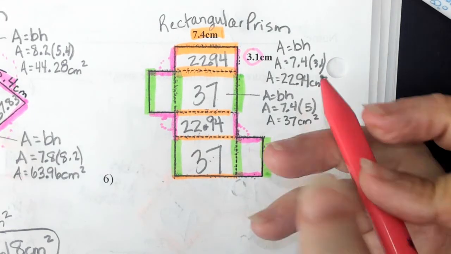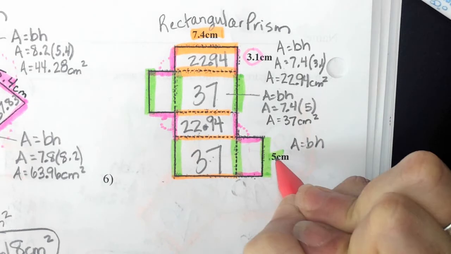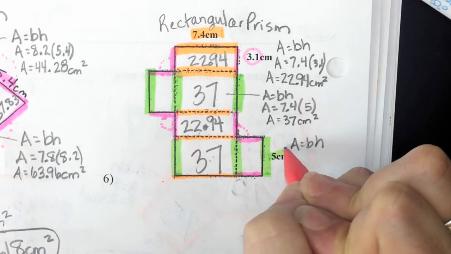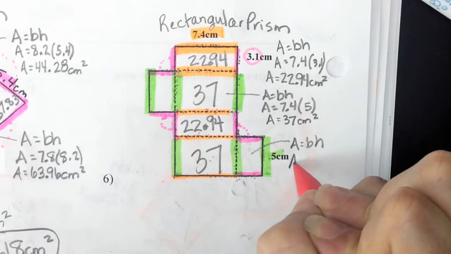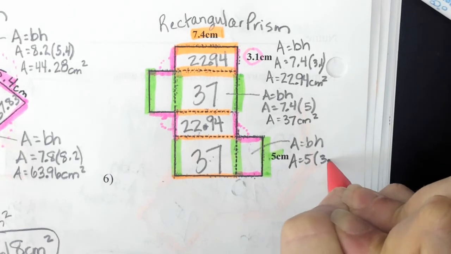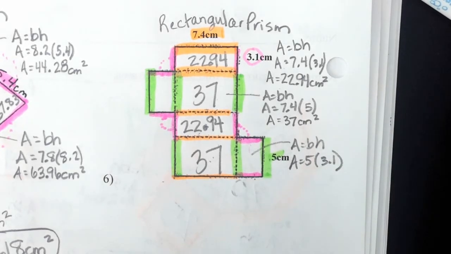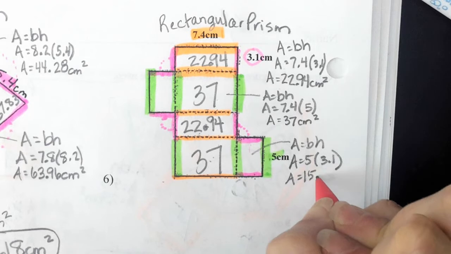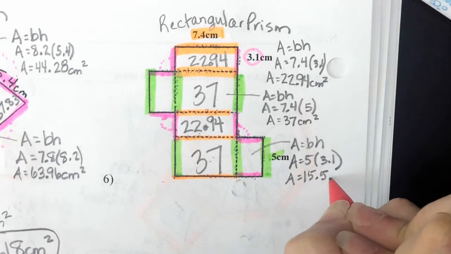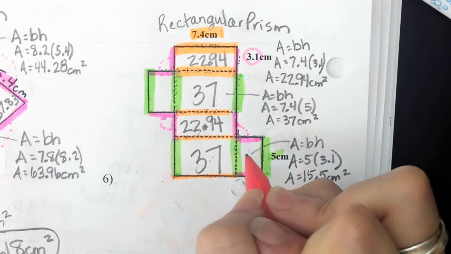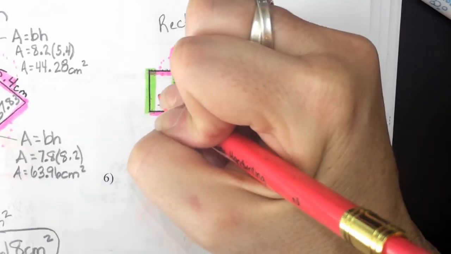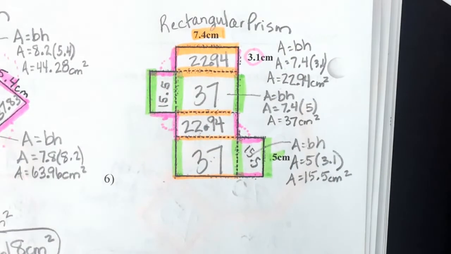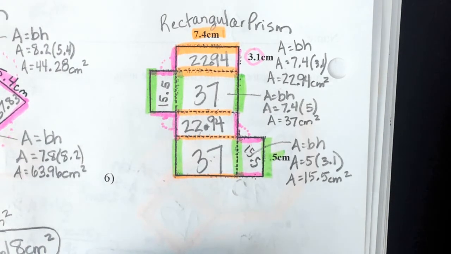Okay, this one is a 5. One second, I'm doing that one. 5 by pink is 3.1. So, $15.5. It's kind of hard to write. 15.5. Okay, so making sure you add it twice.